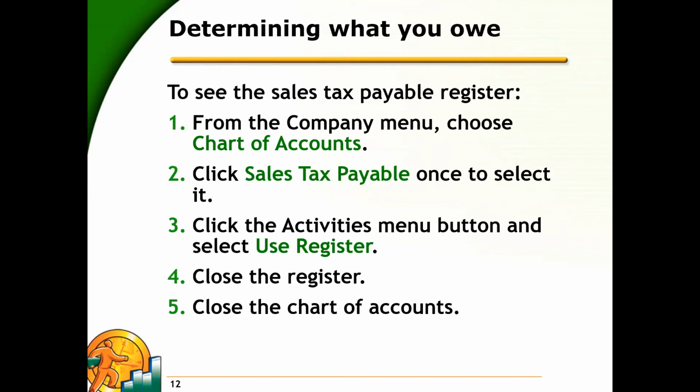Determining what you owe. To see the sales tax payable register from the chart of accounts, from the company menu, choose the chart of accounts. Click on the sales tax payable. Once you select it, click on the activities menu button and select the use register. Close the register and close the chart of accounts. So I'm showing you this because this is another method for you to go ahead and view the accrual that has taken place. Here's what I would say. Try not to go into the register itself.